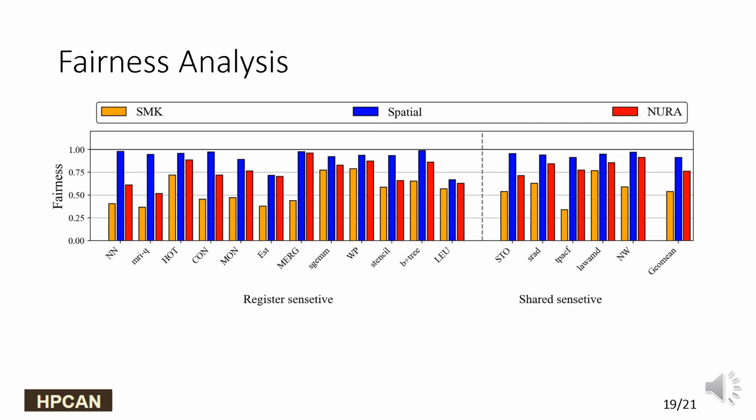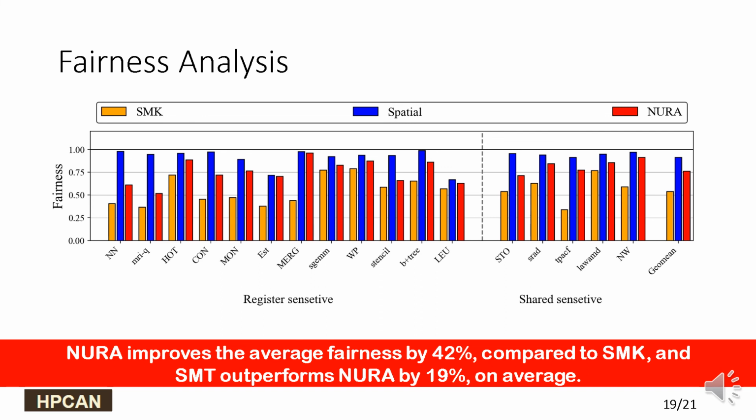This figure shows the relative fairness of NURA, SMK, and spatial multitasking. We make two key observations. First, NURA improves the average fairness by 42% compared to SMK mechanism. Second, spatial multitasking outperforms NURA by 19% on average.